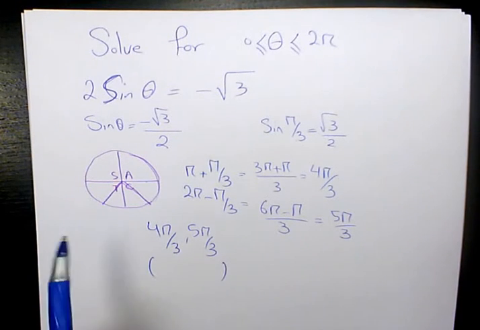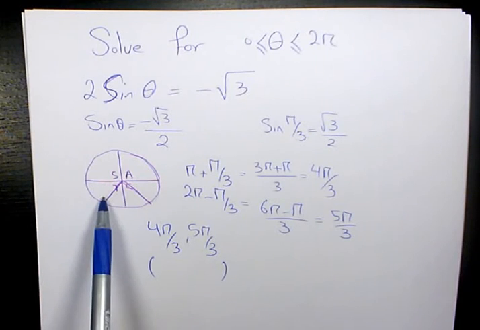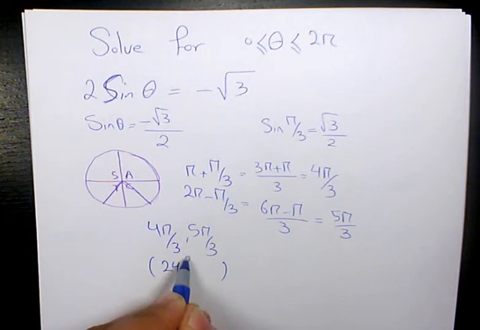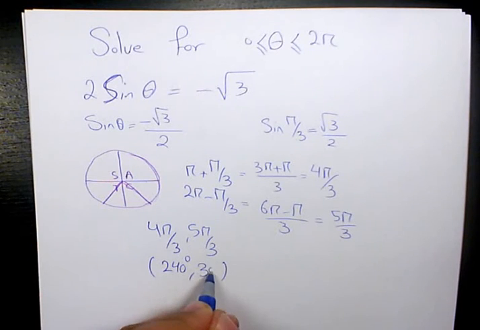If you want to write it in terms of degrees, we have 180 plus 60, which will be 240, and 360 minus 60, that will be 300 degrees. So these are the two answers to this question.